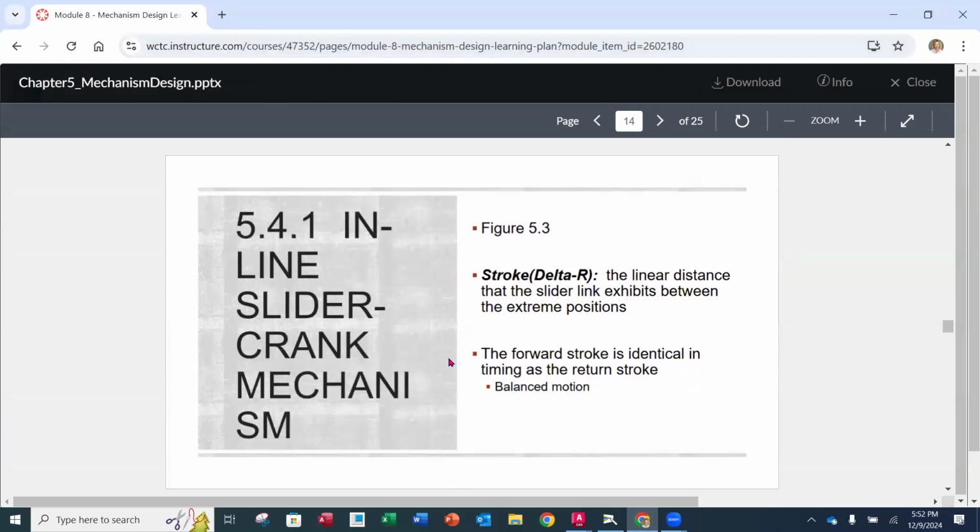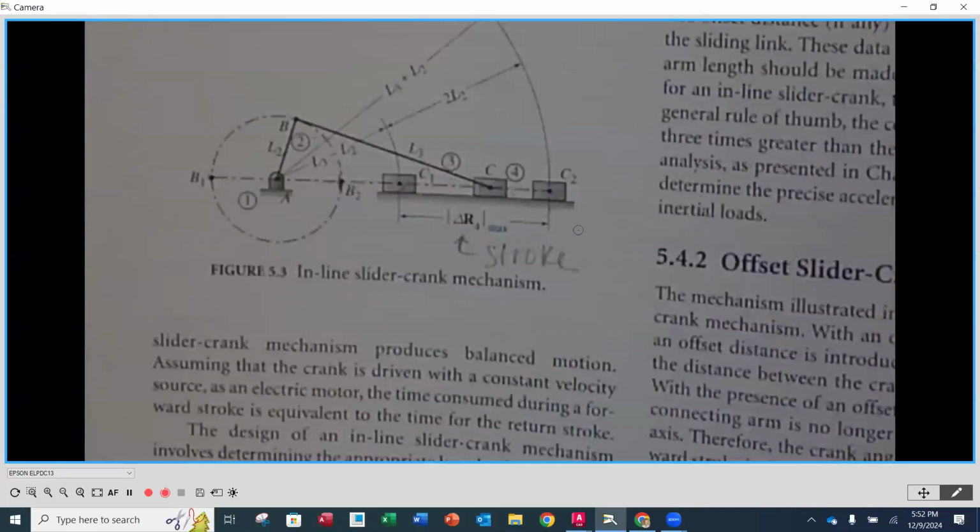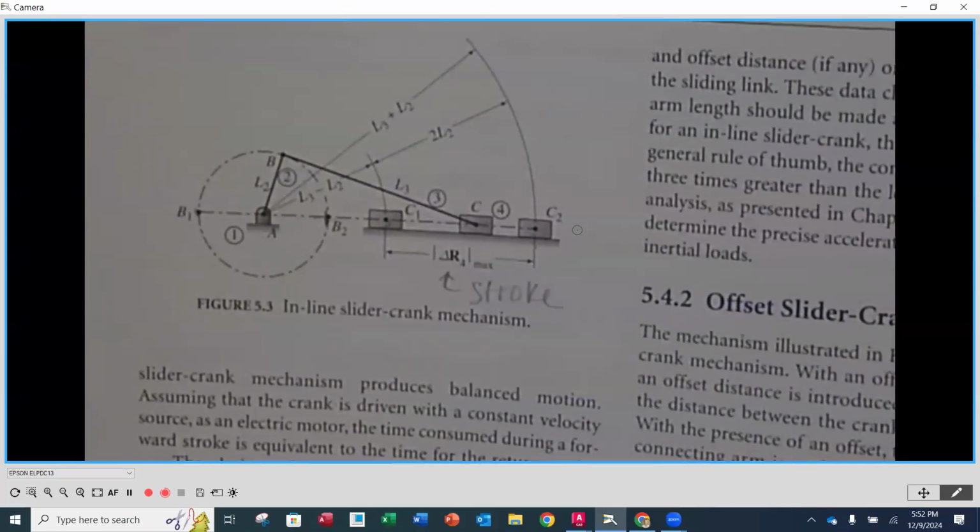So that inline slider mechanism, we're going to look at an example of that. That's going to be on the top of page 114, and again, not unfamiliar to us at all. We are going to look at figure 5.3. Okay, I'm going to zoom in here, and what I want to do is just review some of the labels that we see here.